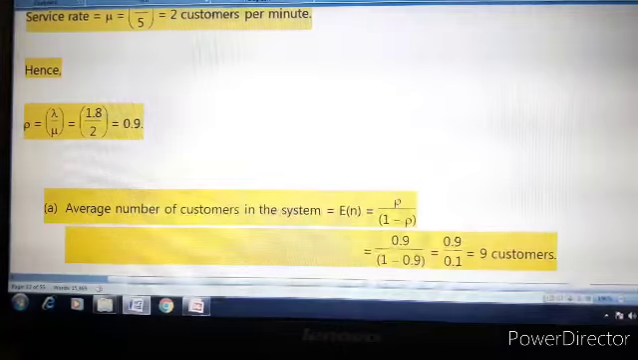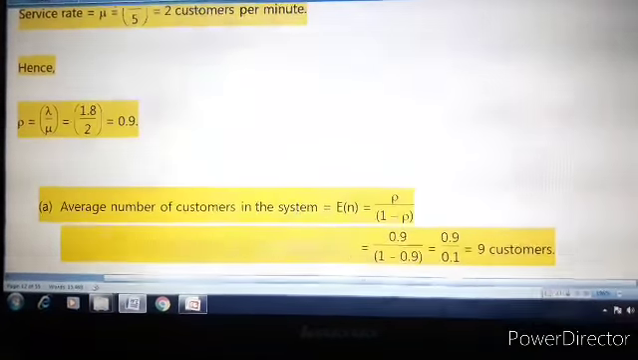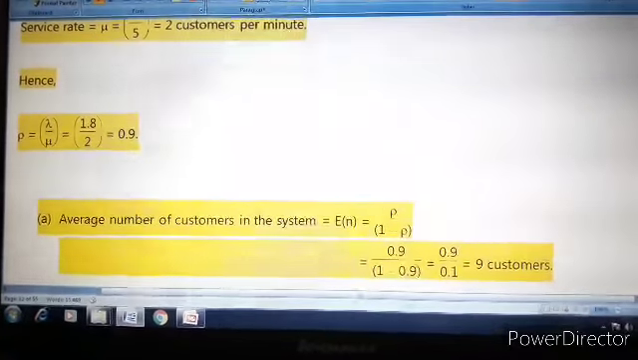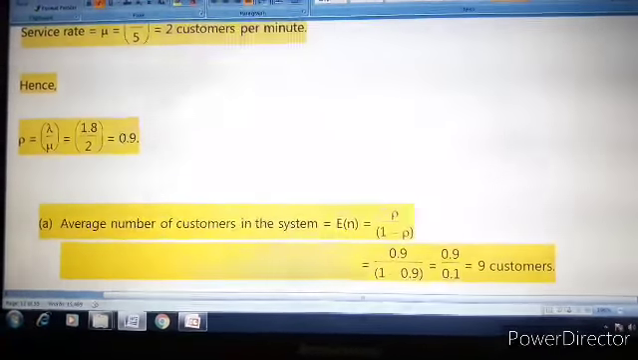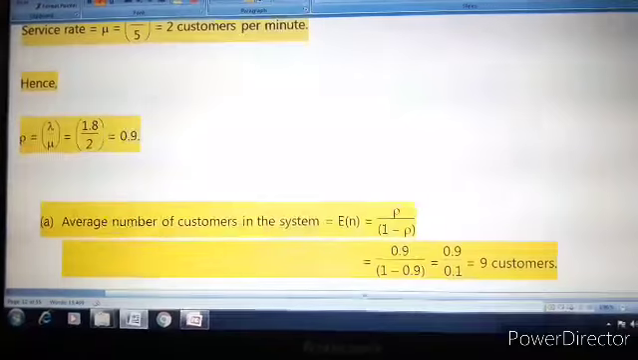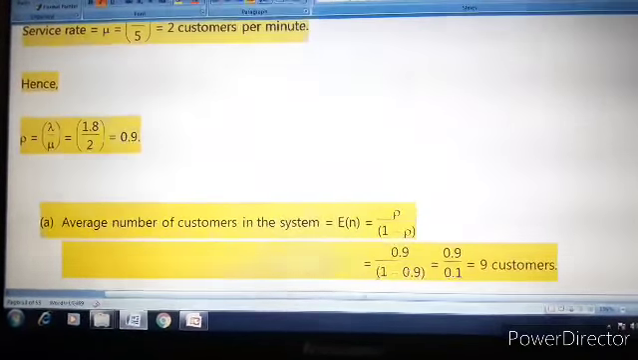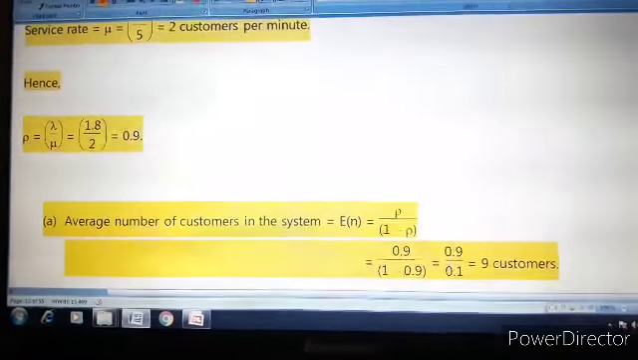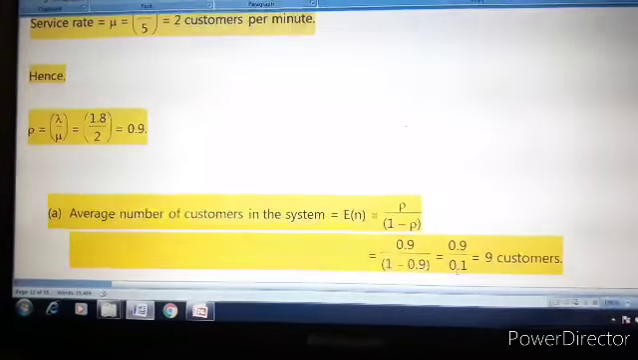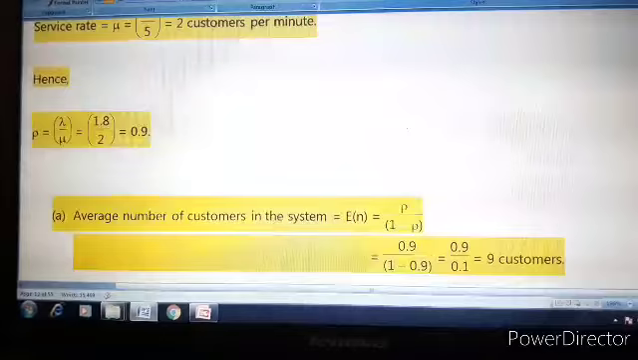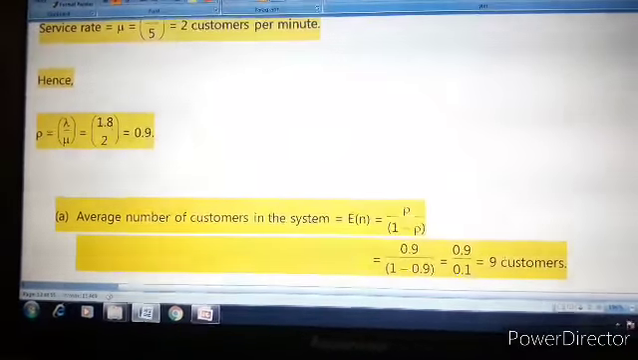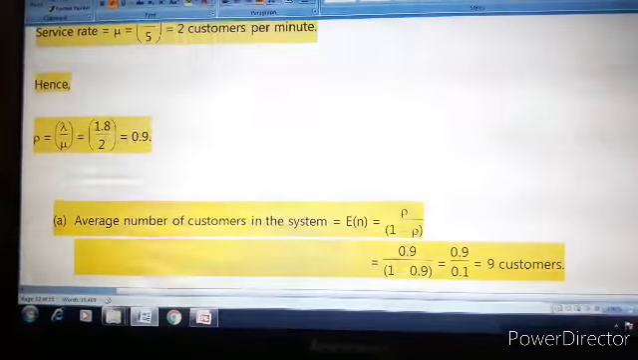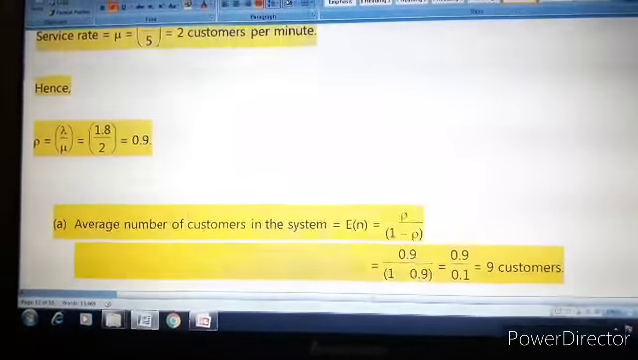It is given directly in terms of rho upon 1 minus rho. Since we have estimated the value of rho, it is 0.9. Substitute the value of rho in the numerator as well as in the denominator. So 0.9 divided by 1 minus 0.9. 1 minus 0.9 is 0.1, so 0.9 divided by 0.1 is 9 customers. So the average number of customers in the system is 9 customers. We have to serve these 9 customers that are coming to the system.